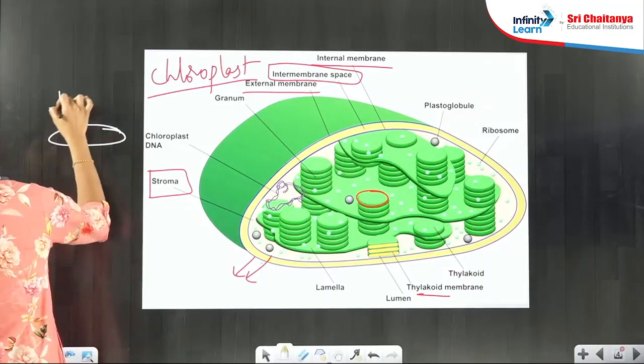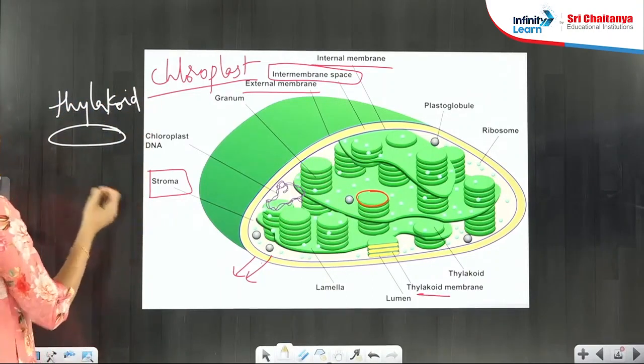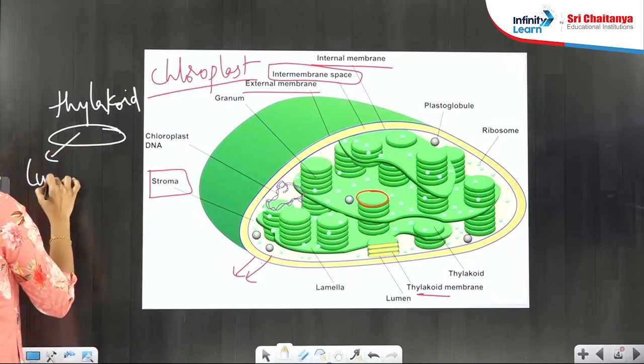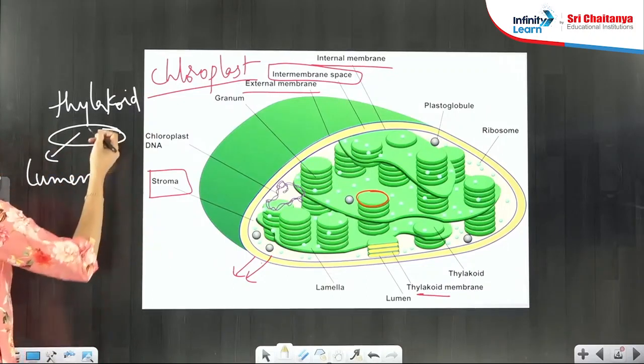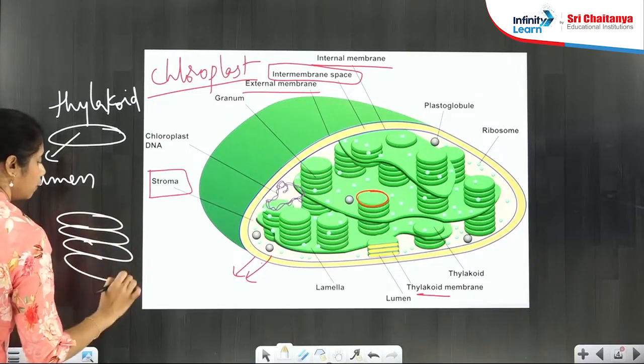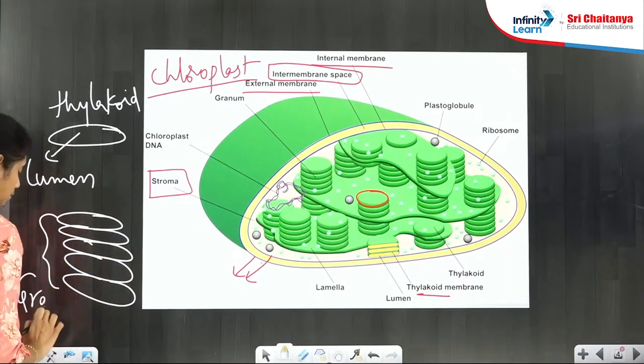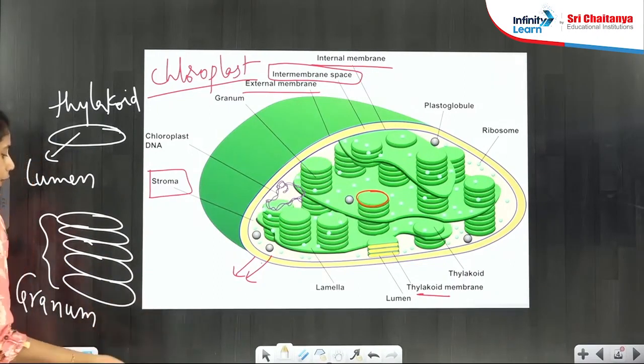They will be like this. They are called thylakoids. And this empty cavity in them is called lumen. And these thylakoids, if they are stacked one above the other, like a pile of coins, will form one granum. Grana is the plural.